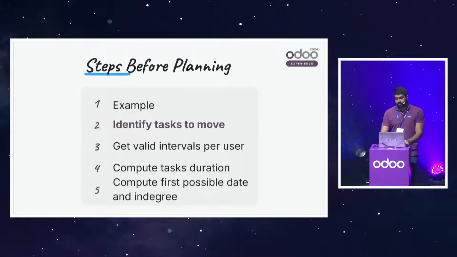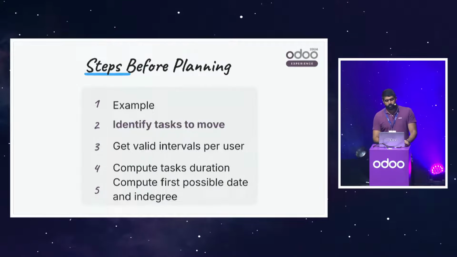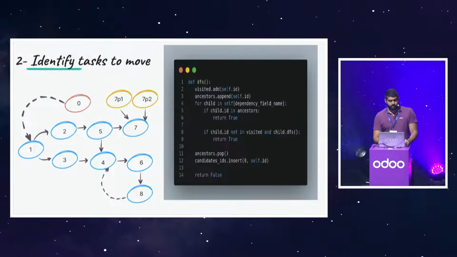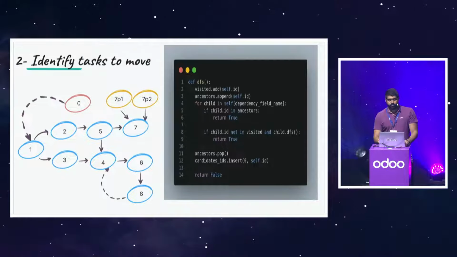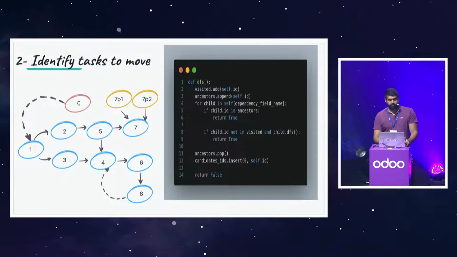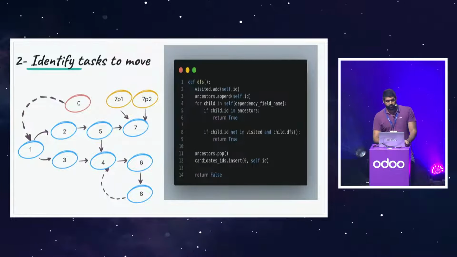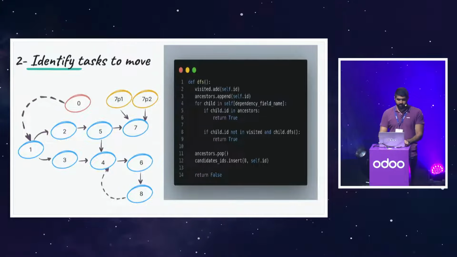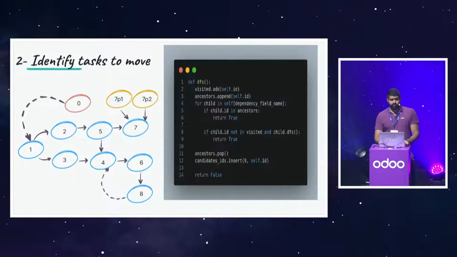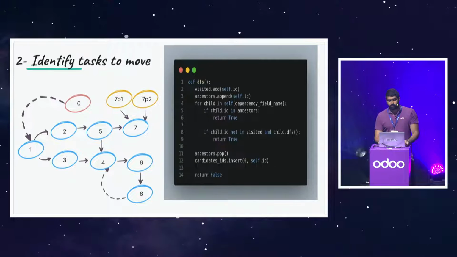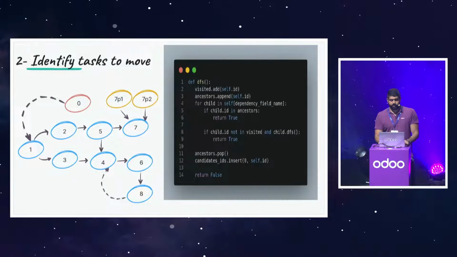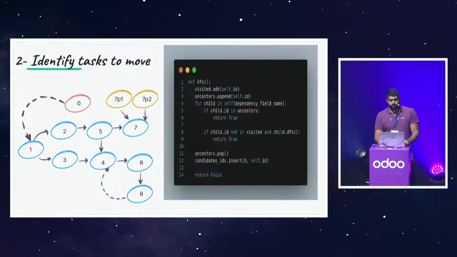That's why our first step is to identify tasks to move. So, as we said, it's a graph. There are two main algorithms in graph theory to traverse a graph. The first one is called a BFS, breadth first search, and a DFS, which is depth first search. You don't need to master graph theory to follow this presentation. It's educational, so the goal is to introduce this concept for you.